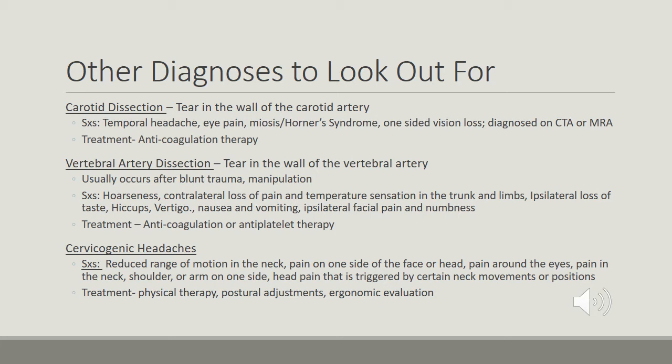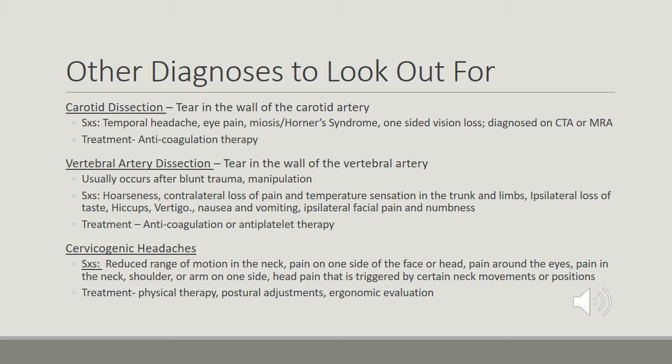But this can also happen along with vertebral artery dissection. You can have a tear in the wall of the vertebral artery as well. This usually occurs after blunt trauma or even a manipulation. And I have had a coworker in the past and also a client as well that had this happen to them after a manipulation, and not all manipulations are bad. It just depends on your anatomy and what's going on near that vertebral artery.